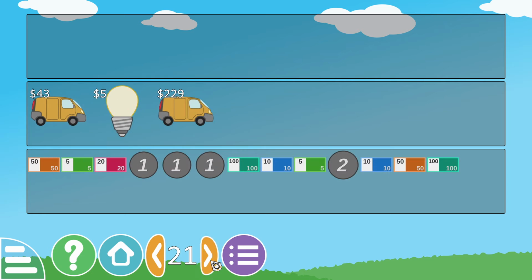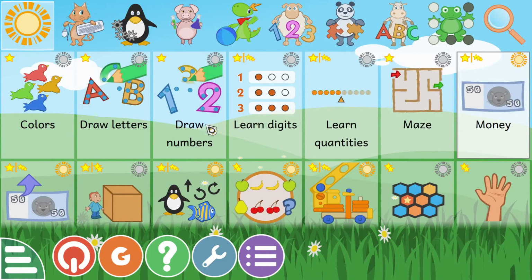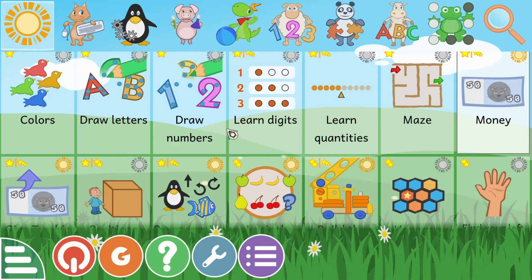And as we keep going along, it's going to get a bit more complex. So I'm going to go away from there. But if you pay a cashier more, then you should expect to be able to get some change.